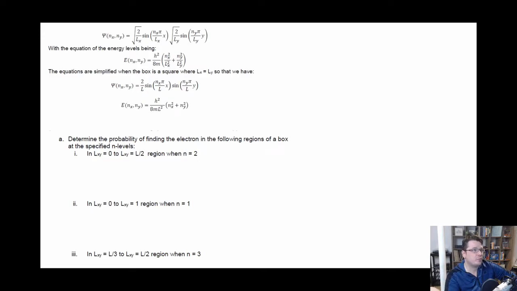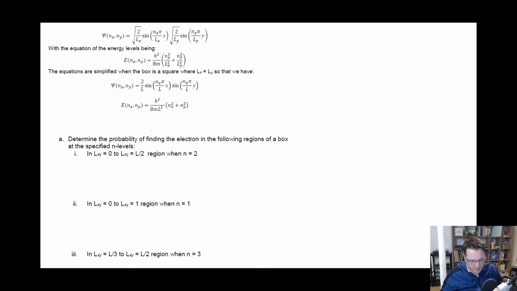And then if you make your life a lot simpler and say this box is actually a square, which means the x direction and the y direction are going to be equal in those cases, you can simplify the equation down even further, because L is going to be the same for both of them, and you can pull that out of the equations.